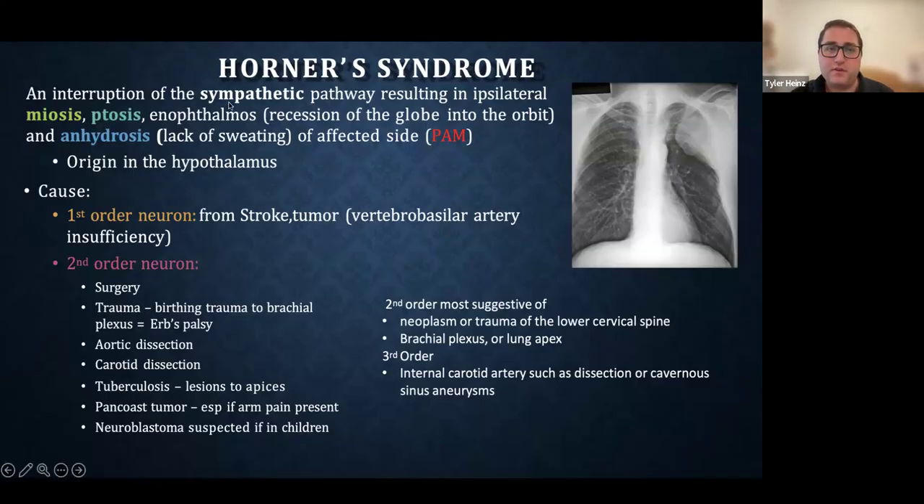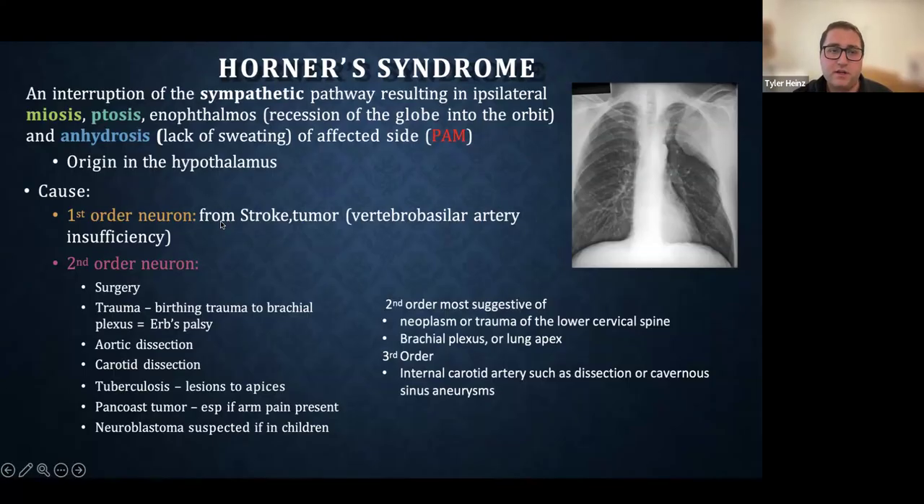So again, Horner syndrome is an interruption of the sympathetic pathway, which I just said. You're going to have miosis, you're going to have ptosis. So ipsilateral miosis, ipsilateral ptosis, and anhidrosis. So that's our PAM. That's a big thing to remember. Something to always look for in Horner's. Ipsilateral ptosis, miosis, anhidrosis.